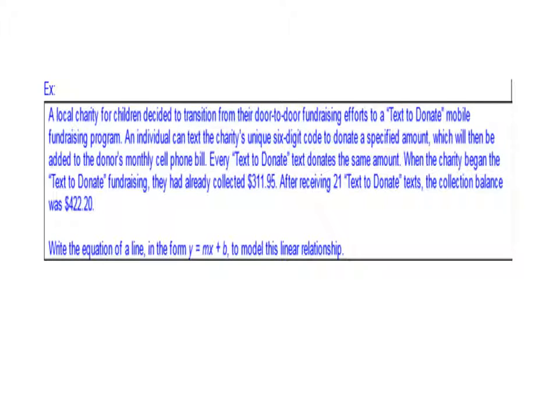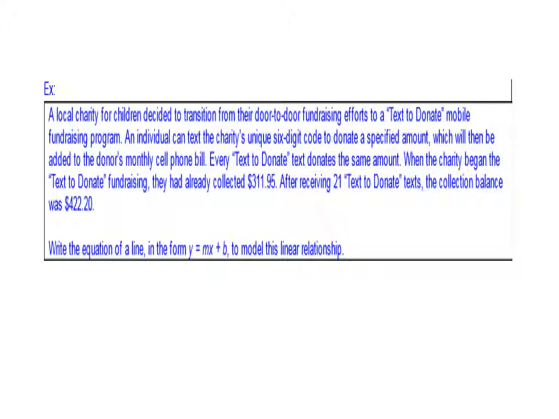All right, so a local charity for children decided to transition from their door-to-door fundraising effort to a text-to-donate mobile fundraising effort. An individual can text the charity's unique 6-digit code to donate a specified amount, which will then be added to the donor's monthly cell phone bill. Every text-to-donate text donates the same amount. When the charity began the text-to-donate fundraising, they had already collected $311.95. After receiving 21 text-to-donate texts, the collection balance was $422.20.